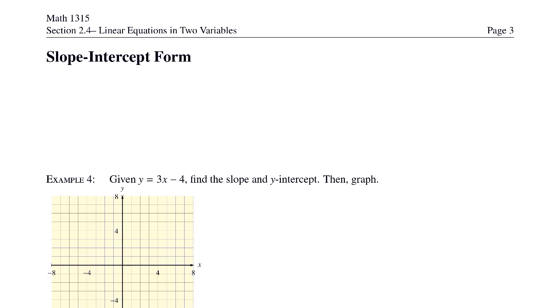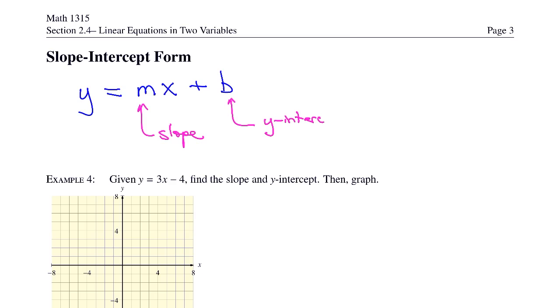One way to write the equation for a linear equation is called the slope-intercept form. That format is y equals mx plus b, where the x and the y are variables. The m stands for the slope of the line, and the b stands for the y-intercept of the line.